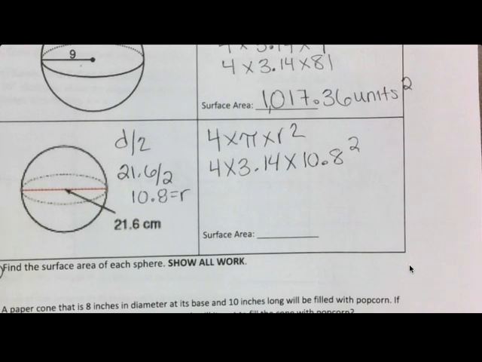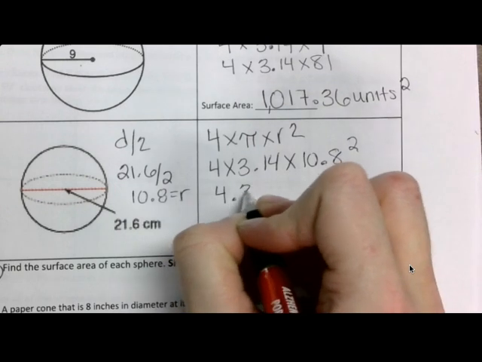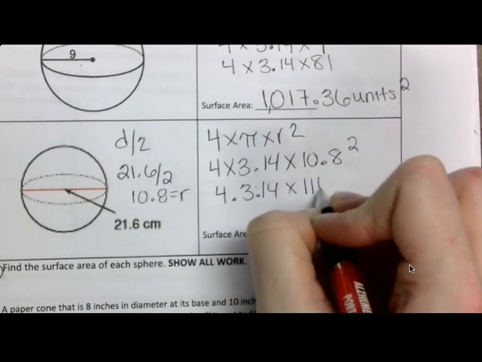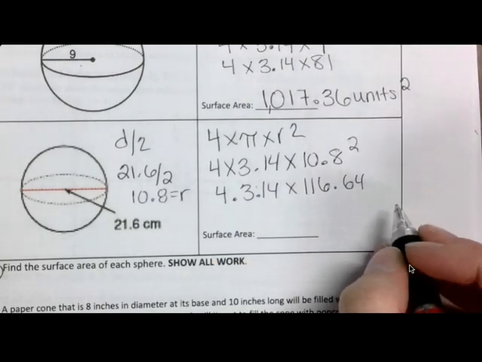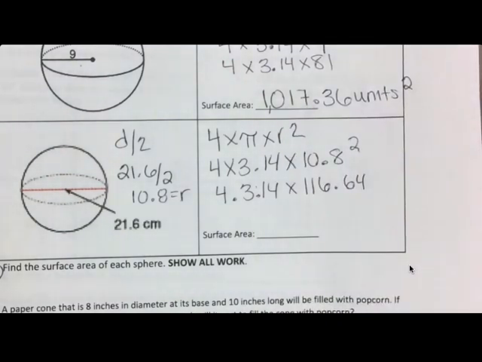When I square 10.8, what do I get? All right, and then multiply straight across for a final answer of what?